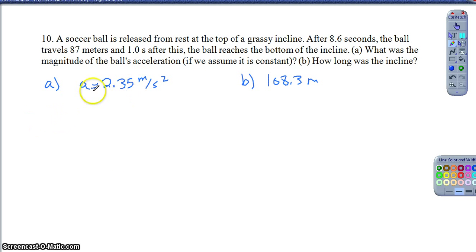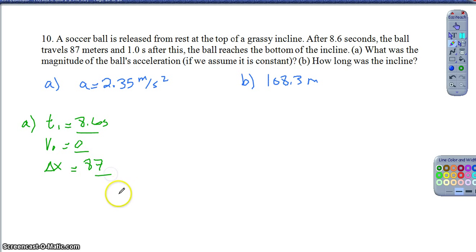So working through part A, they give me after 8.6 seconds. So for part A here, they told me the first period of time is 8.6 seconds. We know that it started at rest, so the initial velocity is 0. They tell me that it travels a displacement of 87 meters down the ramp. And then after 1 second later, that's when they get to the rest of it.